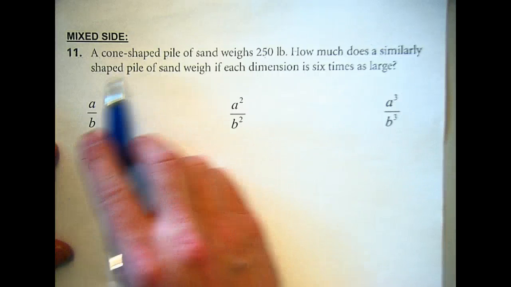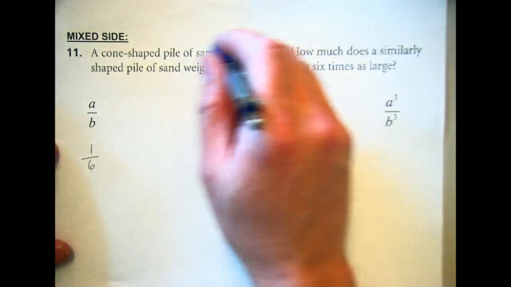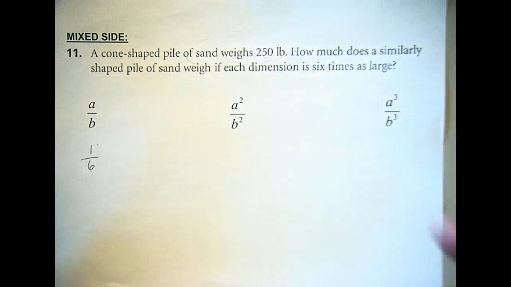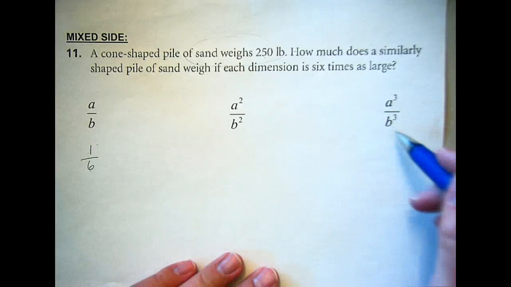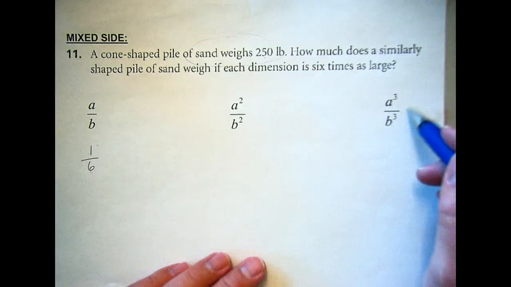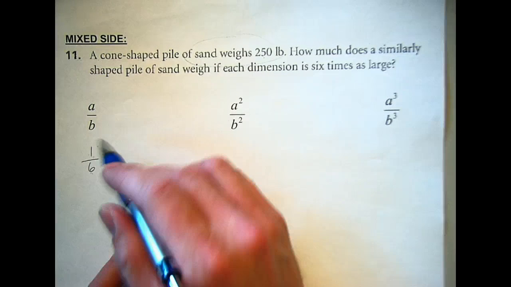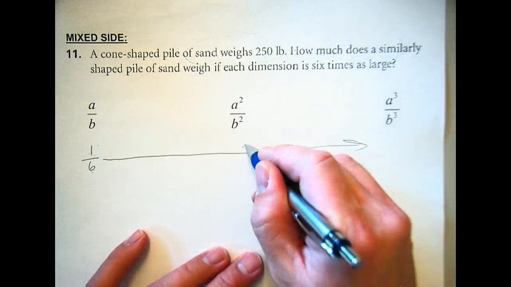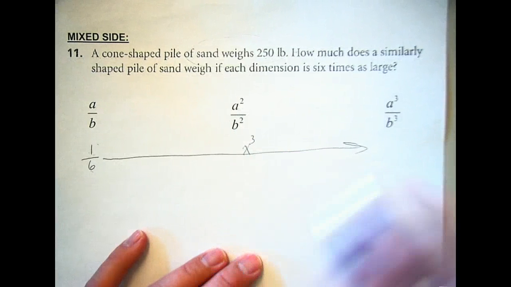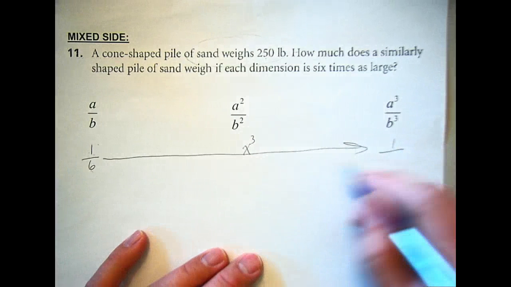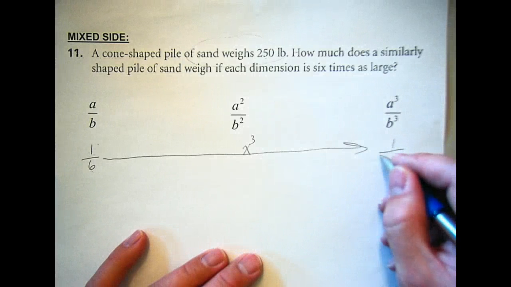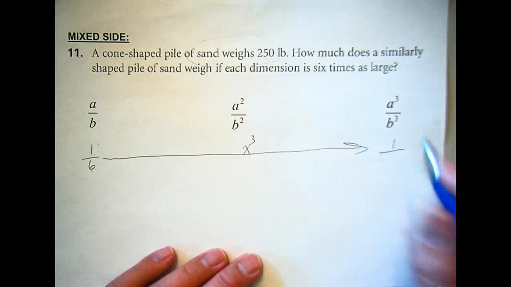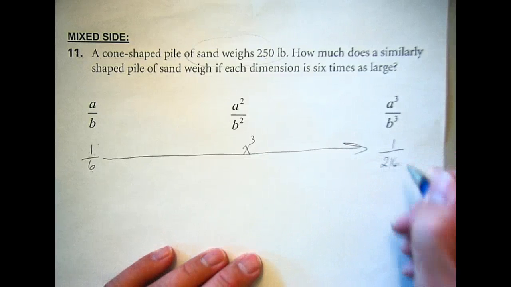Now we are trying to find volume though, because when we're talking about weight, we're talking about the 3-dimensional aspect of it. So we're dealing with weight in this. Okay, so we're trying to bring this over to here, so we've got to cube it. So that gives us 1 over, not 36, 6 cubed, 216. 216. Good.